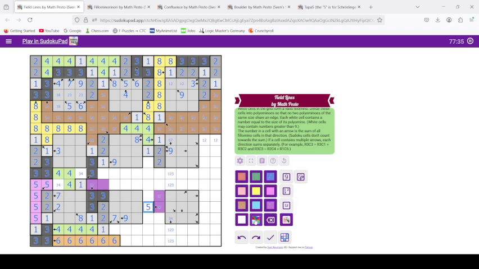17. 1, 2, 3, 4, 5. 1, 2, 3, 4, 5, 6, 7, 8, 9, 10, 11, 12, 13, 14, 15, 16, 17, 18. Yeah, this has a lot of space to fit.